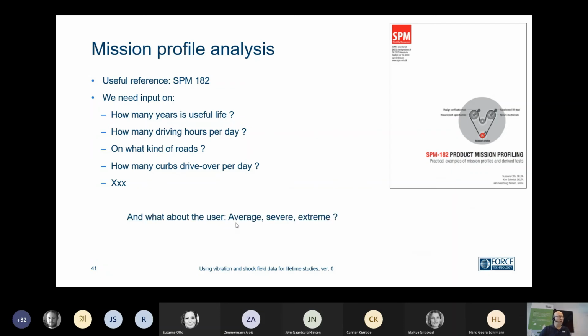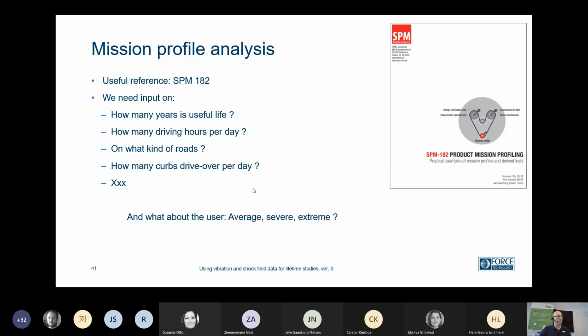Are we looking for an average value, or are we looking for what we call the severe user or the extreme user? If I look at bikes in my family, my bikes seem to last very long because I'm an old man driving carefully. When I give it to the kids or the grandchildren, they won't last for more than a year. Then they are more or less totally smashed. So we also have to consider what the use scenario is.